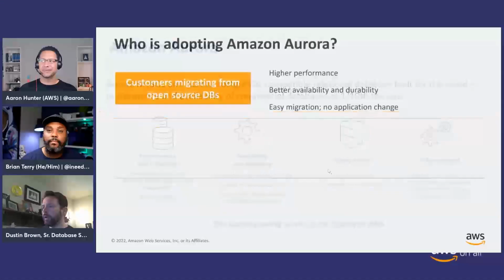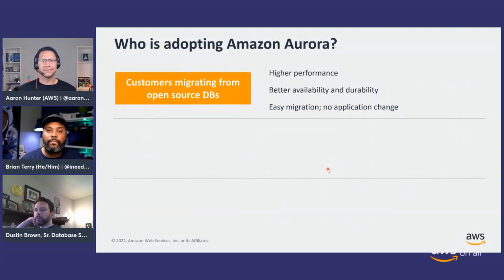So we asked the question, who is adopting Aurora? I've found, and our research has found, that customers migrating from open source DBs are adopting Aurora, who want higher performance, better availability and durability, an easier migration plan, no application change. We talk a lot about refactoring in this industry, where we're having to go from one database platform to another. If you are on PostgreSQL or MySQL, you're able to migrate without any code changes.